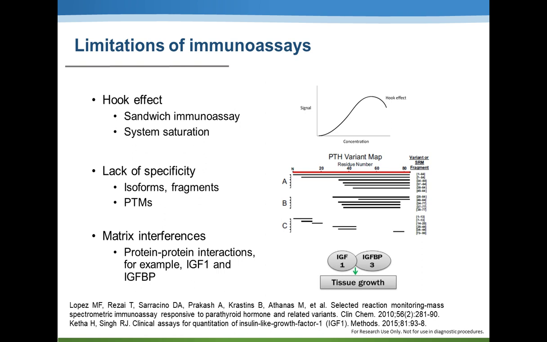And also the lack of specificity: protein isoforms or fragments or PTMs cannot be distinguished on the immunoassay. People have published papers on PTH, using mass spectrometry assays that can detect different isoforms of PTH. And then lastly, the matrix effect. Comparison of existing IGF-1 immunoassays has found significant differences in the accuracy because of interference from IGF-1 binding proteins.